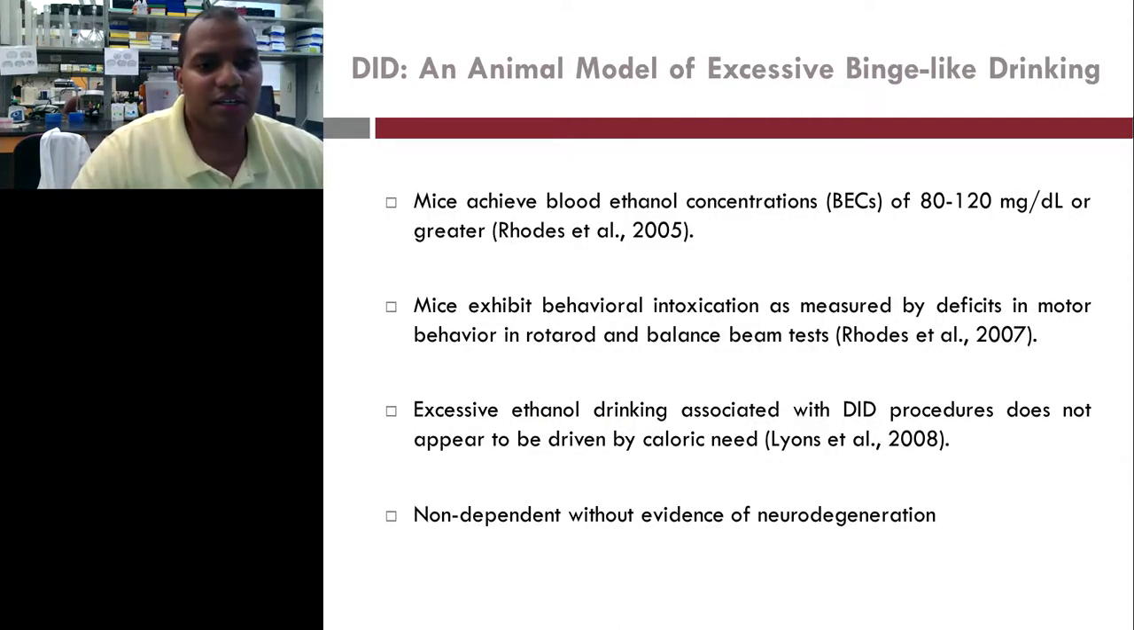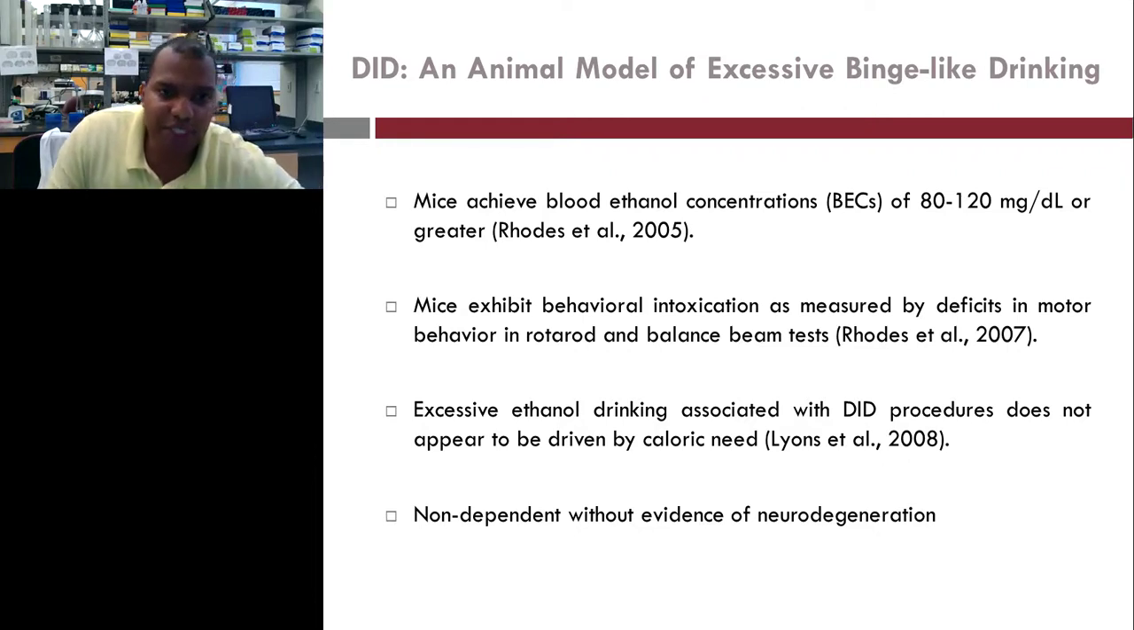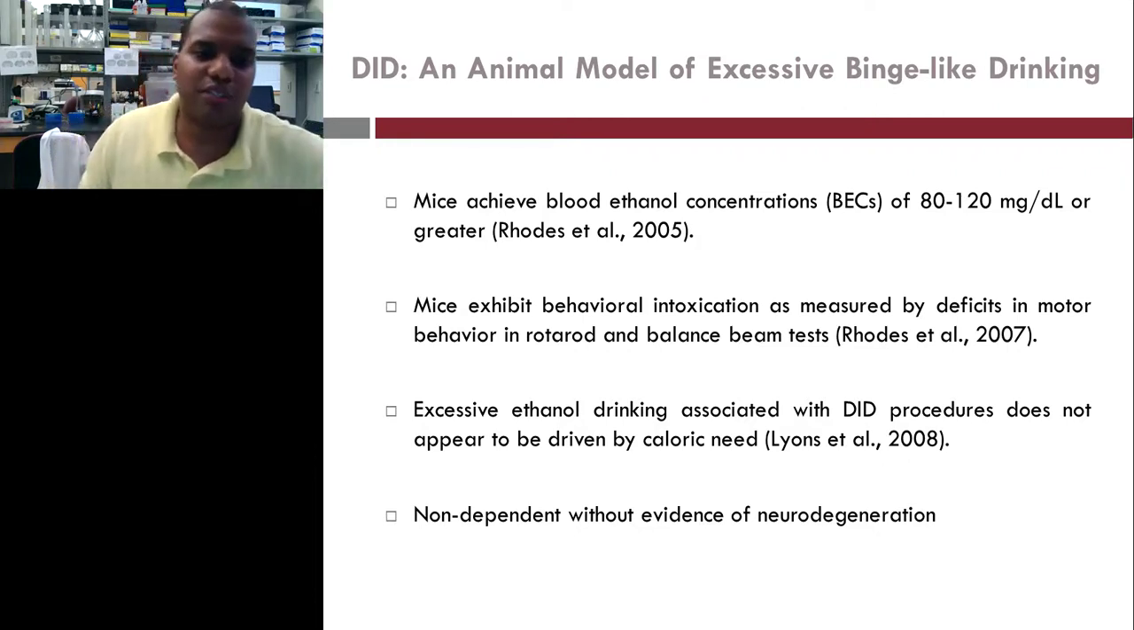They achieve blood ethanol concentrations that map onto binge drinking. So they achieve blood ethanol concentrations around 80 to 120 milligrams per deciliter. And they start to actually exhibit behavioral intoxication similar to that which you would see in a human. So they have motor deficits, and they actually consume this alcohol for the pleasure of consuming alcohol, as opposed to the caloric need associated with alcohol itself.